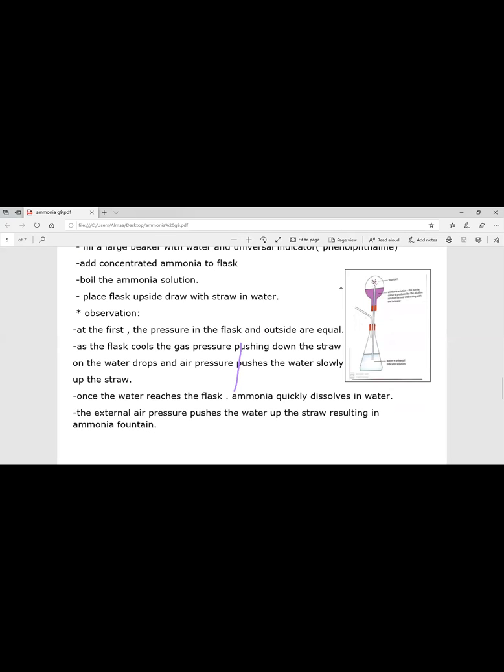Why does the ammonia give this color? Because phenolphthalein, when it reacts with alkaline, changes to purple color. We know ammonia, when dissolved in water, gives a weak alkaline solution. When it reacts with the universal indicator phenolphthalein, it gives purple color. Understand? Yes. Any question? No. Thank you.